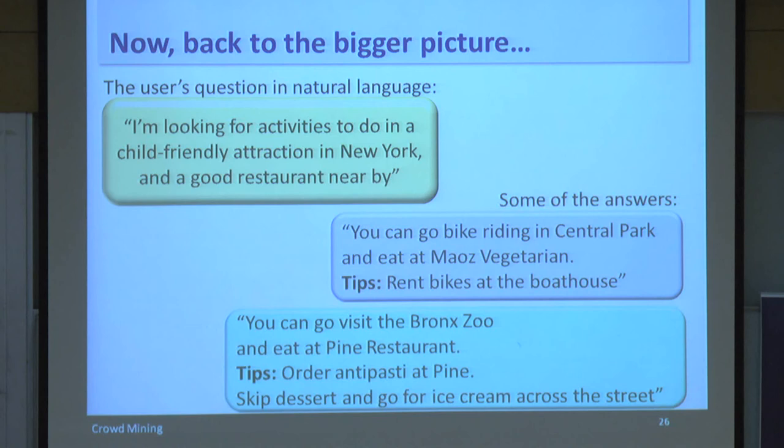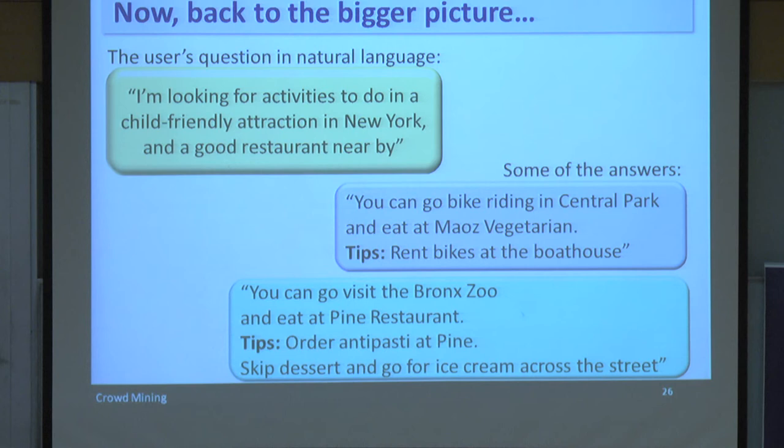What I would love is a system that I can ask a question just like that, and then get as answer things like, you can go bike riding in Central Park, then you can eat in a mouse restaurant, and if you go to Central Park, don't forget that you can also rent bikes in the boathouse. Now, if you look at my questions, I didn't ask about that. But this is the kind of thing that people say when you ask them a question. They don't just answer exactly what you ask. They give you related information, what they think would be relevant.